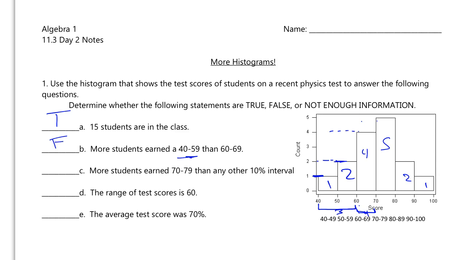More students earned 70 to 79 than any other 10% interval. That's right there. That's 5. That is definitely the highest bar in our histogram, so that is true.